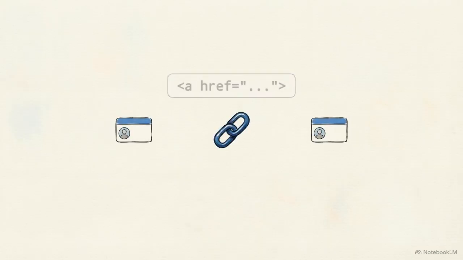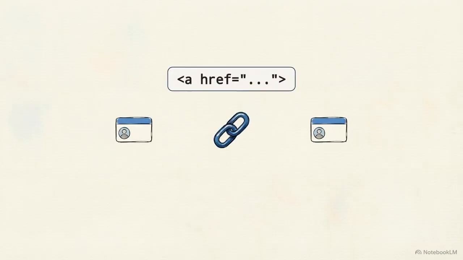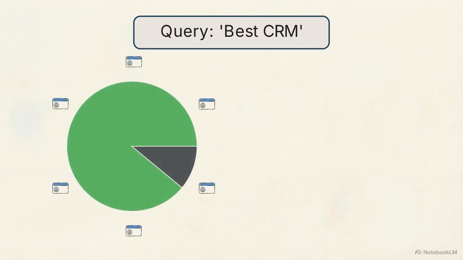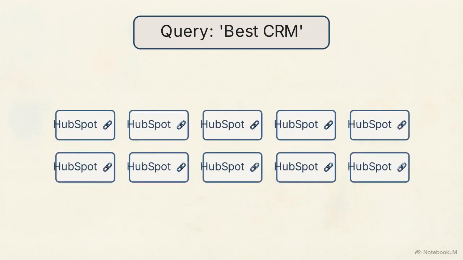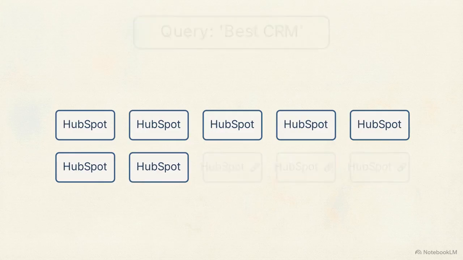You might assume you need to acquire traditional do-follow backlinks to influence the AI. However, the data suggests that technical links are becoming a secondary factor. This pie chart shows citation sources for the best CRM. HubSpot is mentioned on 89% of the third-party pages the AI actually cites. Even more notable, 72% of those mentions contain no hyperlink at all. The AI simply notes HubSpot is part of the conversation.